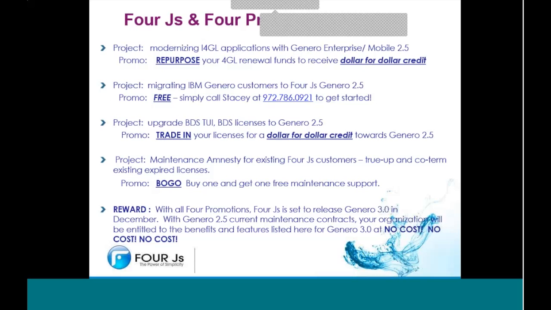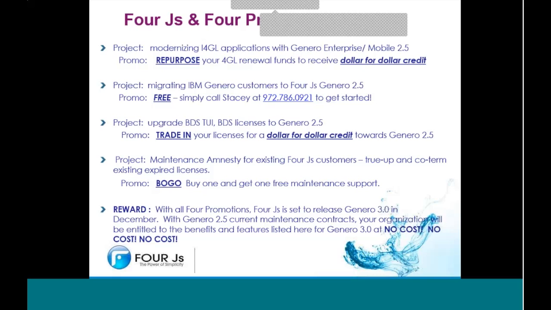The third project is if you are a 4J's customer, and you may have been a customer of ours for 10, 13, 15 years, and you are still developing on BDS 2E or BDS, have no fear. We can get you over to Genero 2.5 as well. You can actually trade in your licenses. Believe it or not, something that you may have purchased 10 years ago still has value. So we will take what value it is, and we'll apply a dollar for dollar credit towards updating to Genero 2.5.